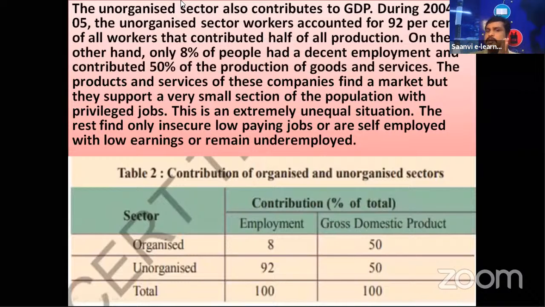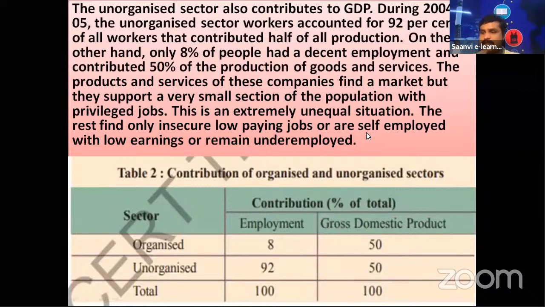And here the contribution of the organized and unorganized sector is on the screen. The same as what we discussed before: the contribution percentage of the total 8% employment in the organized sector is 50% of GDP. In the unorganized sector, 92% of people are working, even though their contribution is only 50%. So what shall we do? That is the next question. How can we improve this unorganized sector?